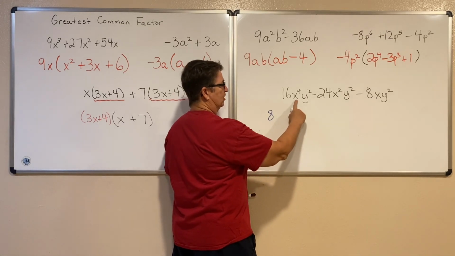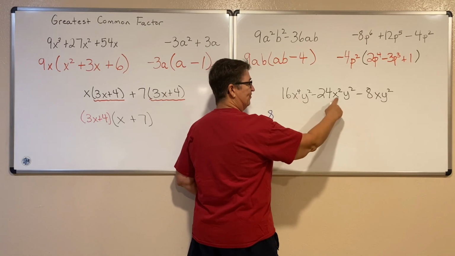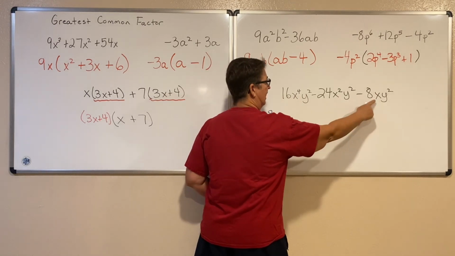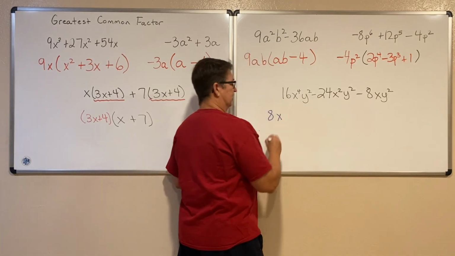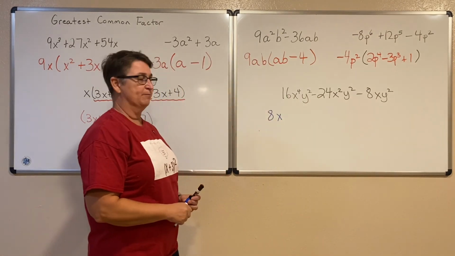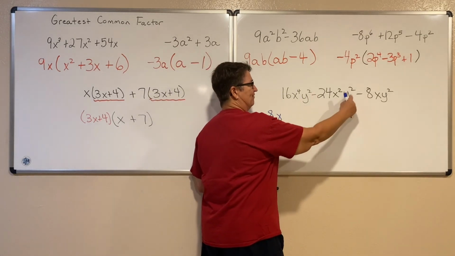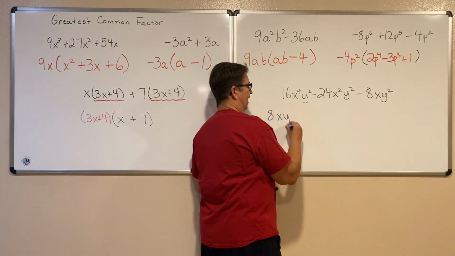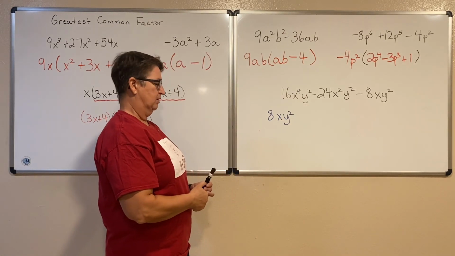And then I look at my x's, and this one could give 4, but that one only has 2, and this one only has 1. So the biggest number of x's that can be divided by is just 1. Then I look at my y's, and all of them have a y squared. So I can take out a y squared out of all of them.